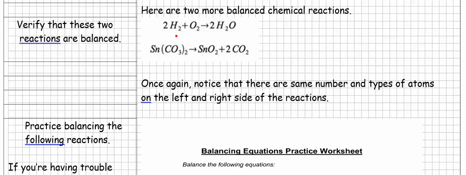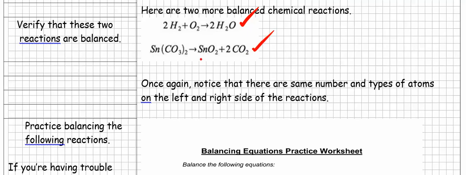We've got 4 hydrogens over here, 4 hydrogens over here. We've got 2 oxygens on the left, 2 oxygens on the right. This one's balanced. The synthesis reaction is balanced. Let's take a look at the next one. We've got tin carbonate, right? Tin carbonate becoming tin oxide and 2CO2. What kind of reaction is this one? That's right. It's a decomposition reaction, isn't it? We're breaking something down. That's a decomposition reaction.